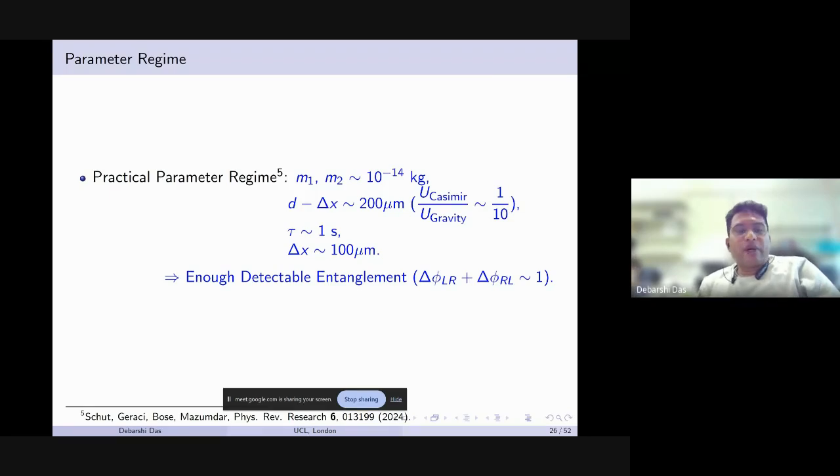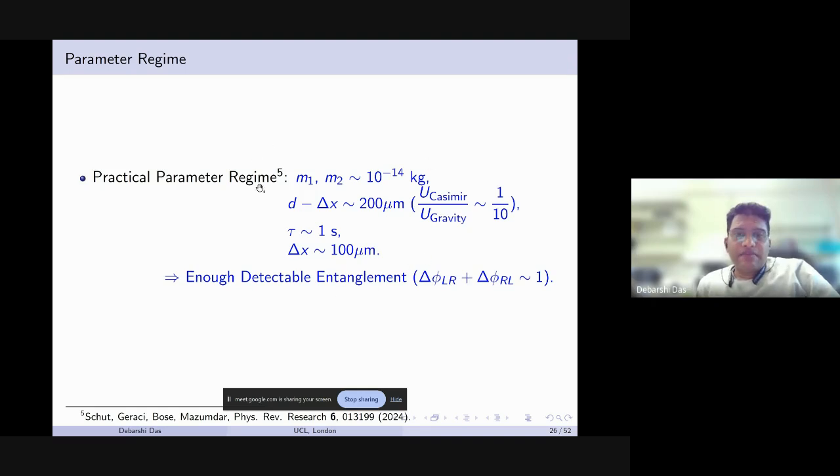So one possible practical parameter regime is that if you take masses of the order of 10 to the power minus 14 kilogram, and if you keep the minimum distance between the two masses of the order of 200 micron, which will guarantee that gravity is dominant compared to the Casimir interaction, the interaction time between the two masses is taken to be 1 second, and the superposition size, that means the distance between the left and right arm of each mass, if it is taken to be 100 micron, it will guarantee enough detectable entanglement.